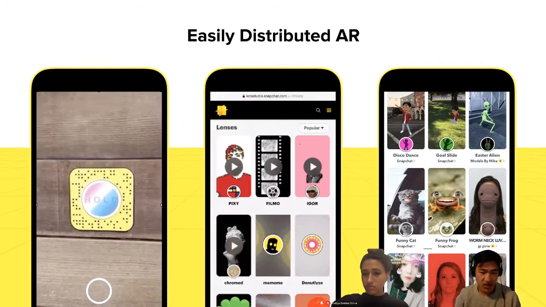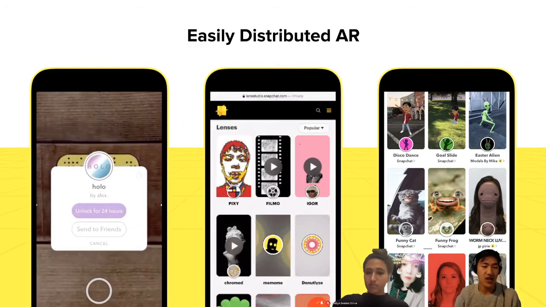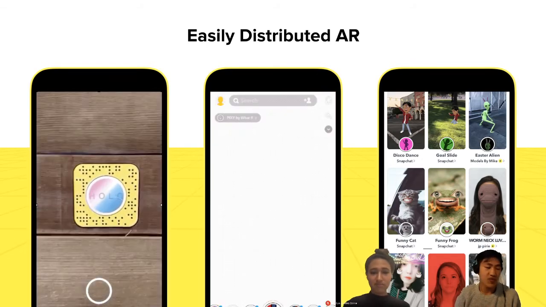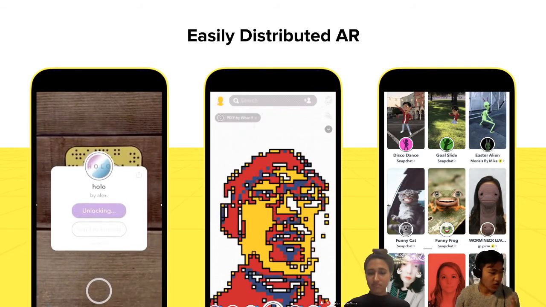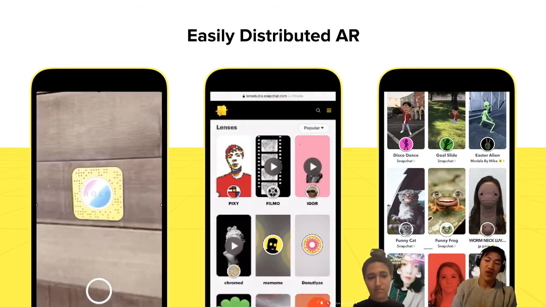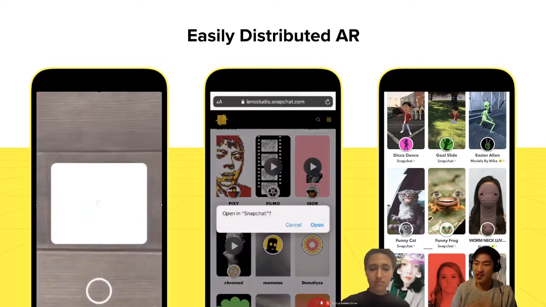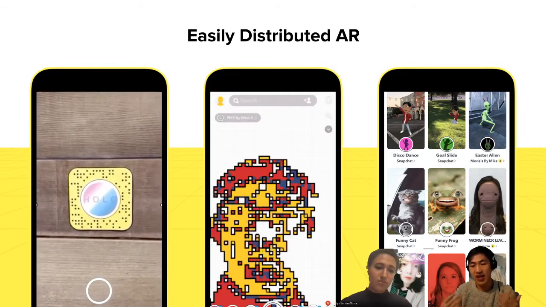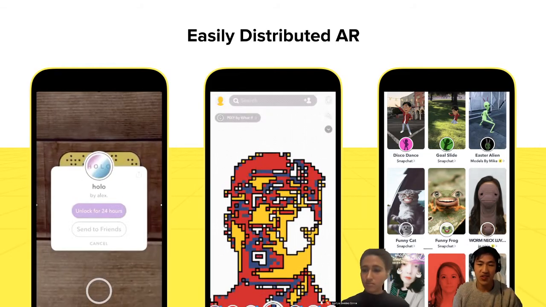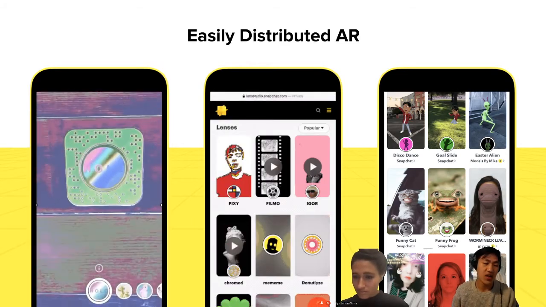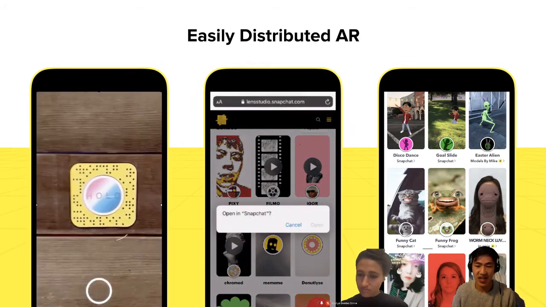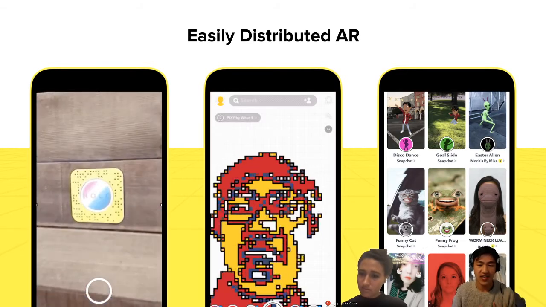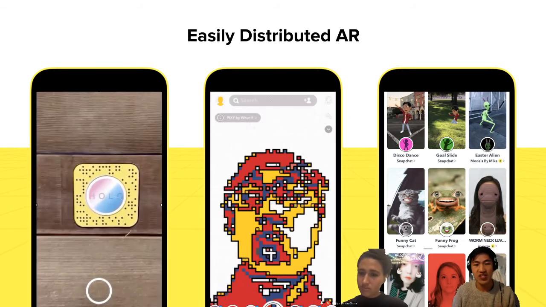Even better, we also have a Lenses Explorer within Snapchat. So there are a lot of people around the world who are already using augmented reality and lenses on Snapchat, and if you have Snapchat, there's a button and you can see all the other lenses and experiences that have been created by people such as yourself. And so what that means is you get access to these different ways of distribution.